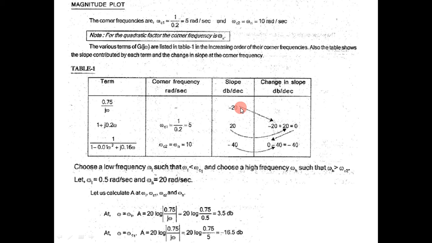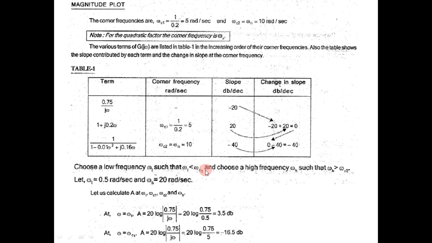Now we have to obtain the change in slope. For this first term, there is no previous slope, so we are not calculating the change in slope. For this term, the previous slope is minus 20, the present slope is 20, so the change is finally 0 dB per decade. And for this term, the previous slope is 0 and the present slope is minus 40, so that is minus 40.